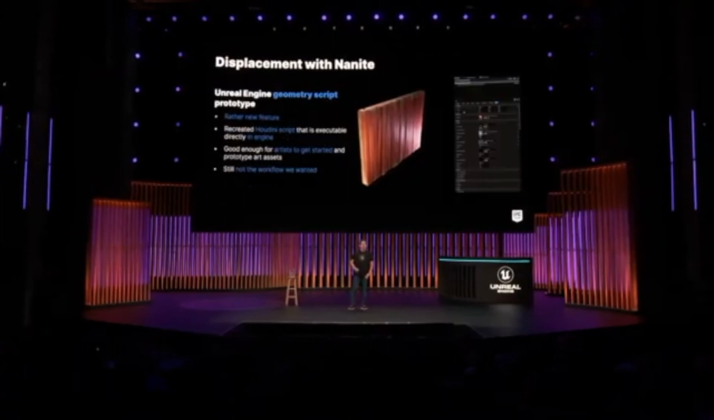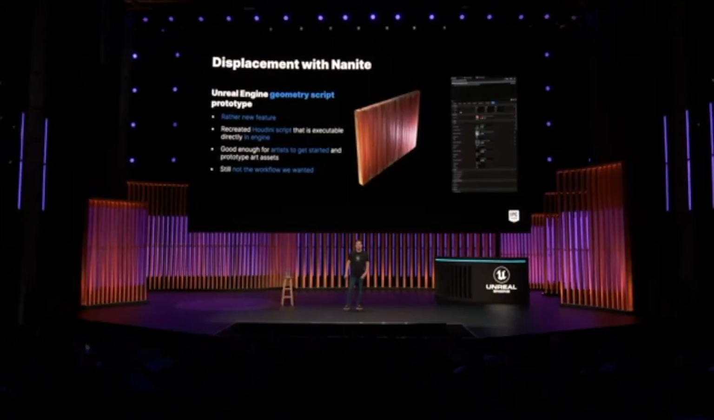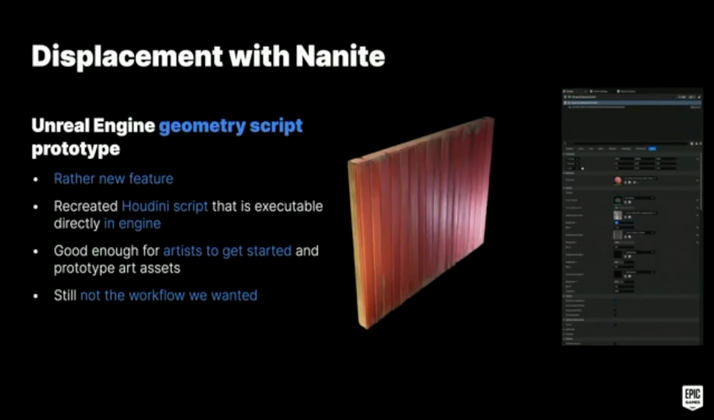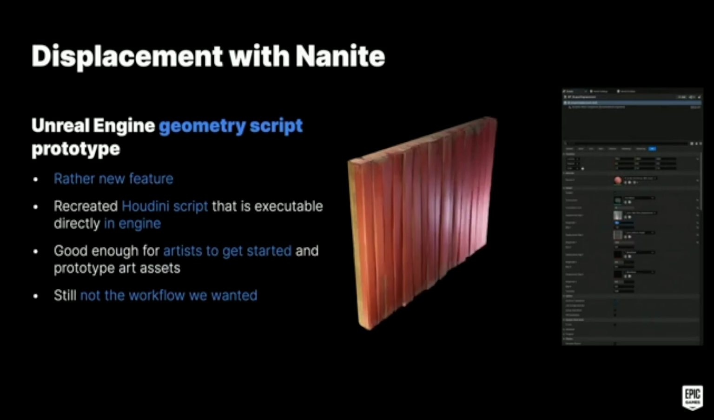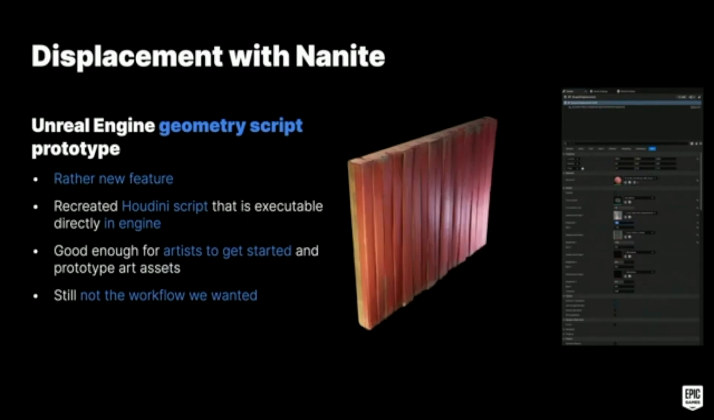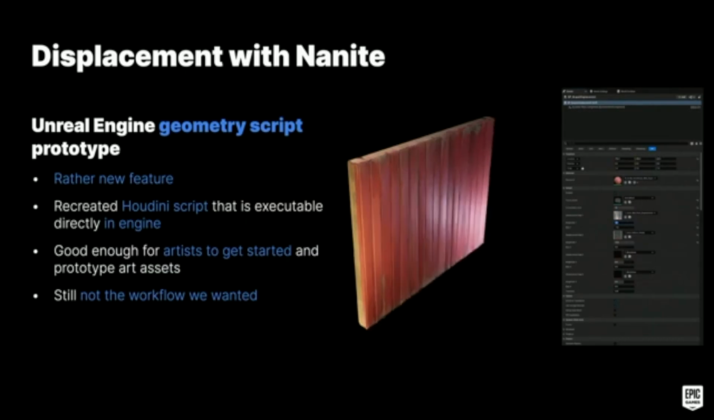Around this time, a new feature called Geometry Script was brought to our attention. And with the help of our engineers, we were able to recreate the Houdini script inside of Geometry Script inside the engine. And it was actually great. It was really fast, and our artists were able to get started making prototype assets. But still, this involved quite some manual labor, and it was not the workflow we wanted.